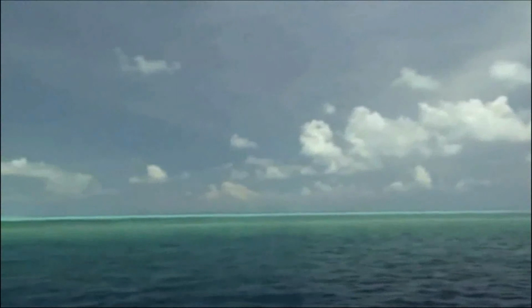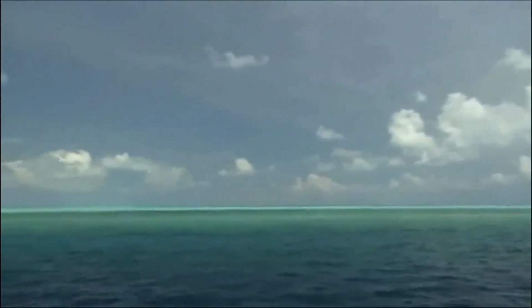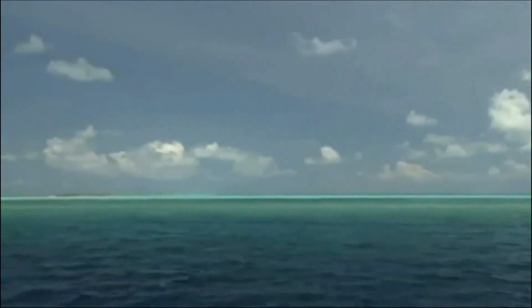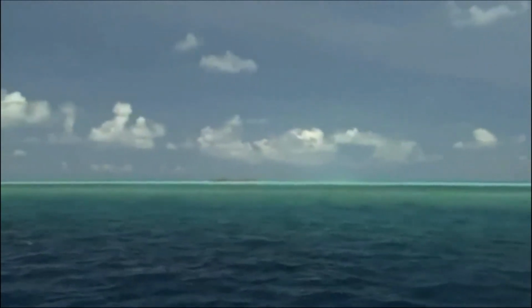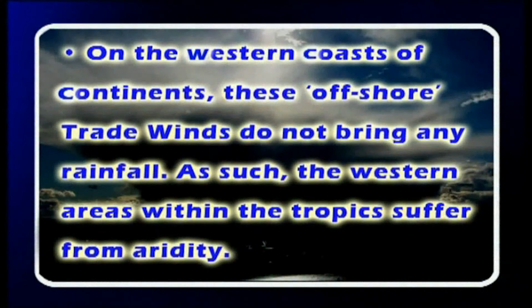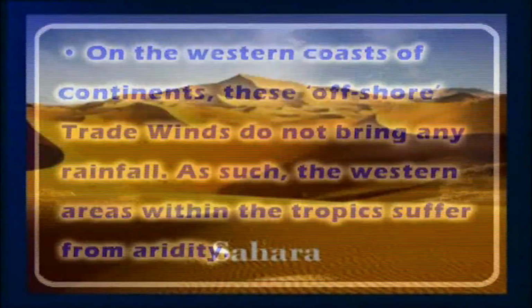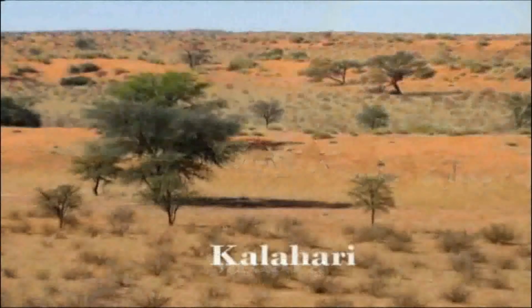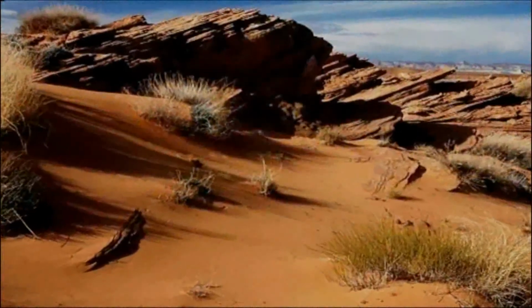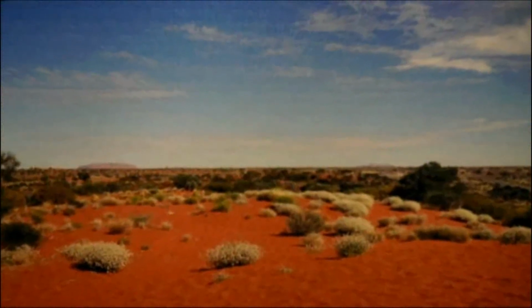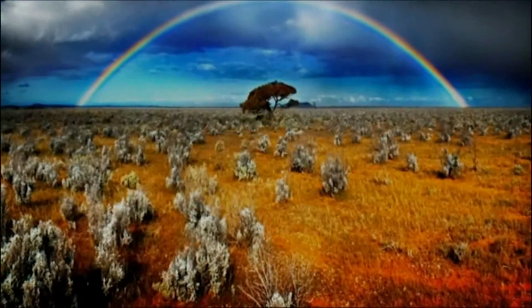When they cross the open oceans, they pick up a lot of moisture. They bring heavy rainfall to the eastern coasts of continents lying within the tropics because they blow onshore. On the western coasts of continents, these offshore trade winds do not bring any rainfall. As such, the western areas within the tropics suffer from aridity. The great deserts of Sahara, Kalahari, Atacama and the great Australian deserts all lie on the western margins of the continents lying within the tropical latitudes.